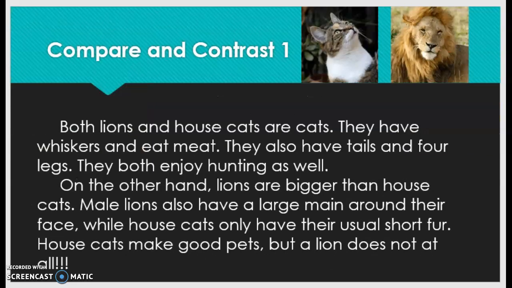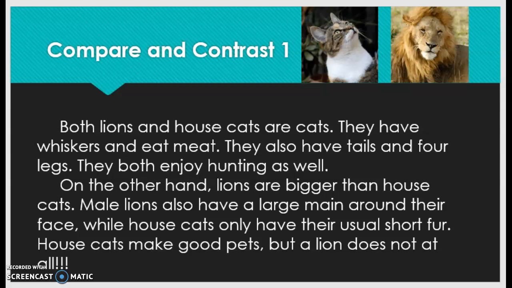Let's look at some examples of compare and contrast paragraphs. Okay, so here's one on cats and lions. Let's look for keywords, see how many you can find. Both lions and house cats are cats. They have whiskers and eat meat. They also have tails and 4 legs. They both enjoy hunting as well. On the other hand, lions are bigger than house cats. Male lions also have a large mane around their face, while house cats only have their usual short fur. House cats make good pets, but a lion does not at all.